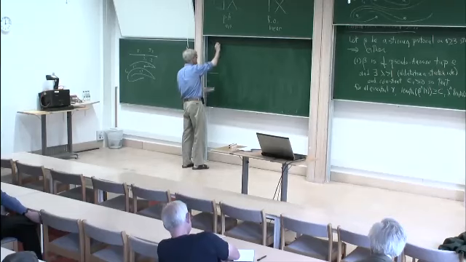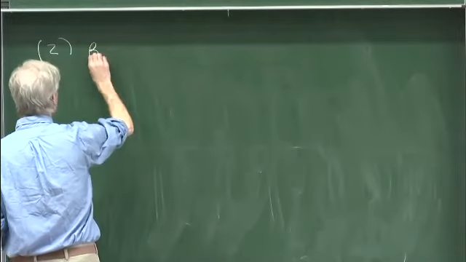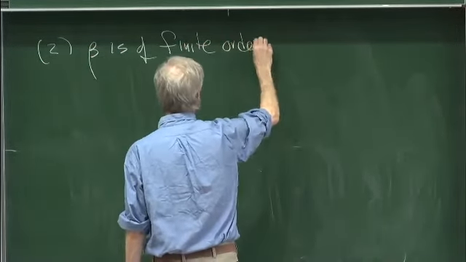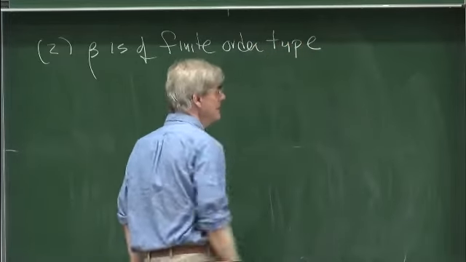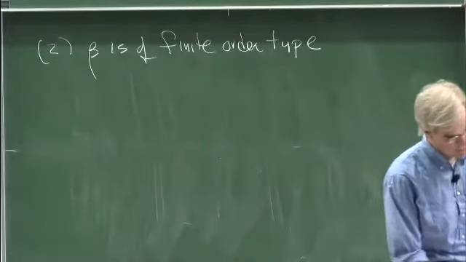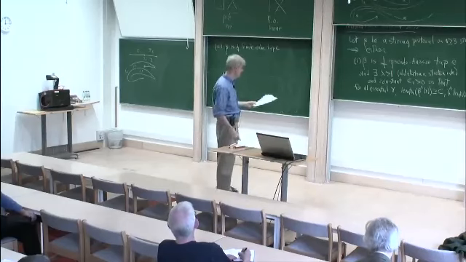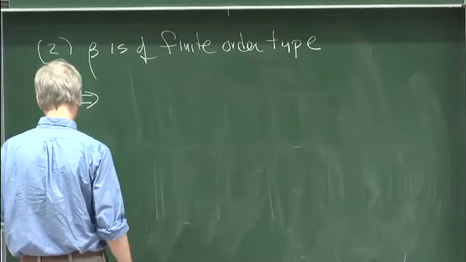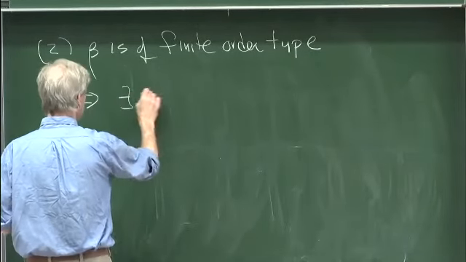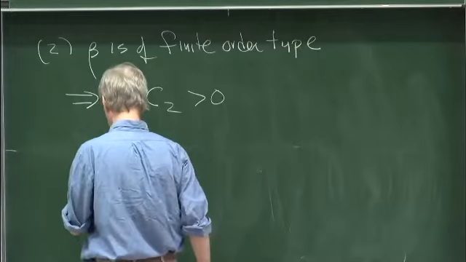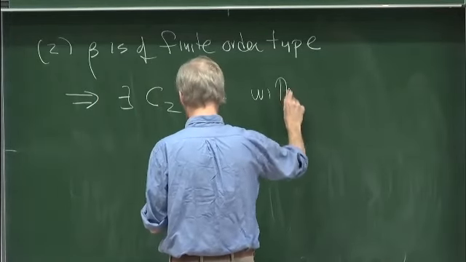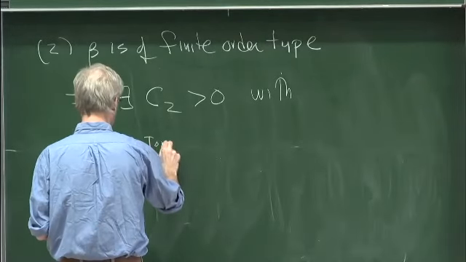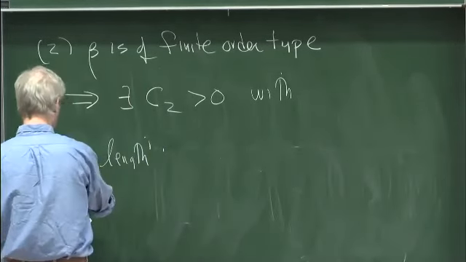All right, so the second possibility is that beta is a finite order type. And now I will have to say something because we're going to have an upper bound on the growth, but it's just the topological growth, so this I'll have to define for you. Then there exists a C2 constant bigger than 0 with, and now I have to tell you what the topological length is. So let me just call it, we don't have to be real for it.